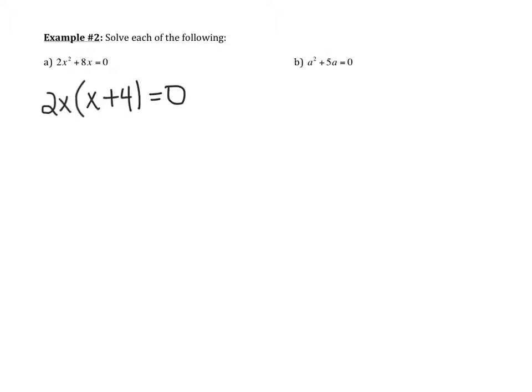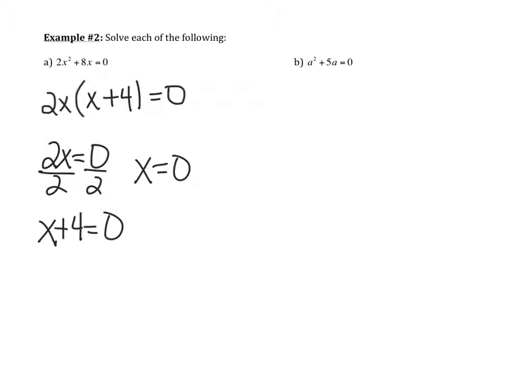So now I have it as a 0 product, so I'll apply the 0 product property. So I will do 2x equals 0 and x plus 4 equals 0. So in this case, I would just divide by 2. My first answer would be 0. So if I plug 0 back in, 2 times 0 is 0.